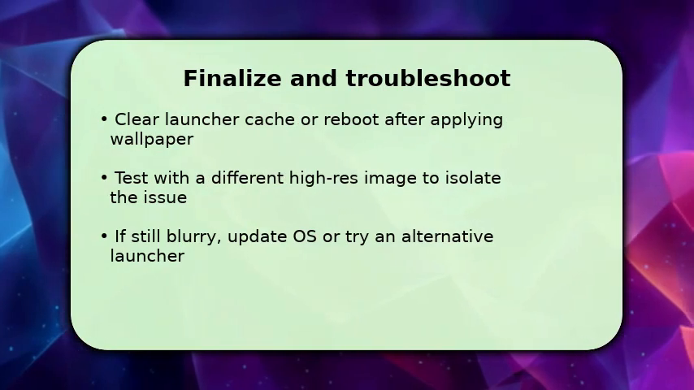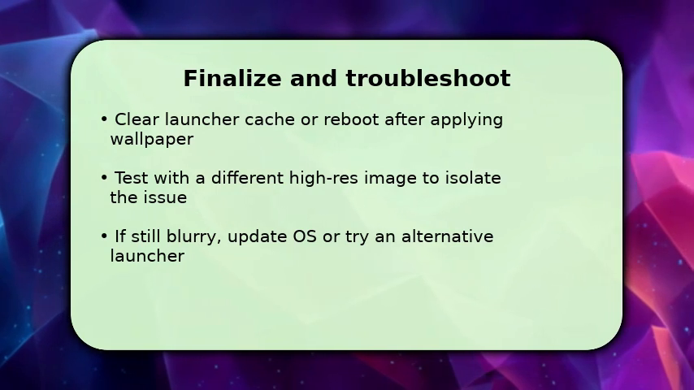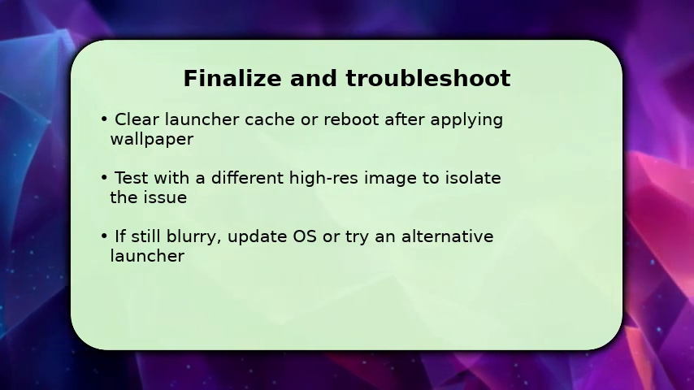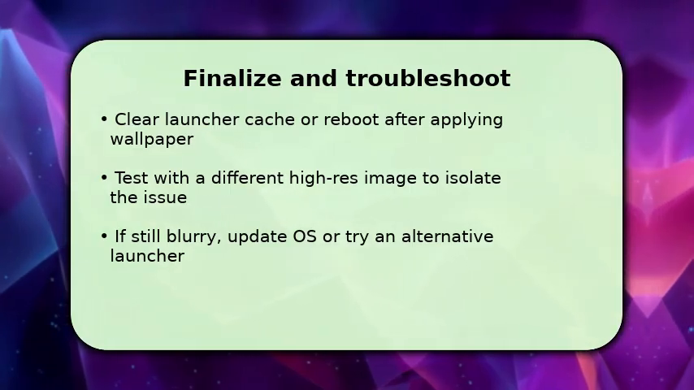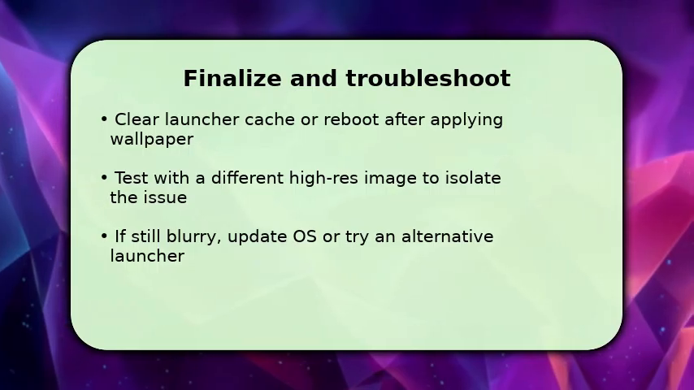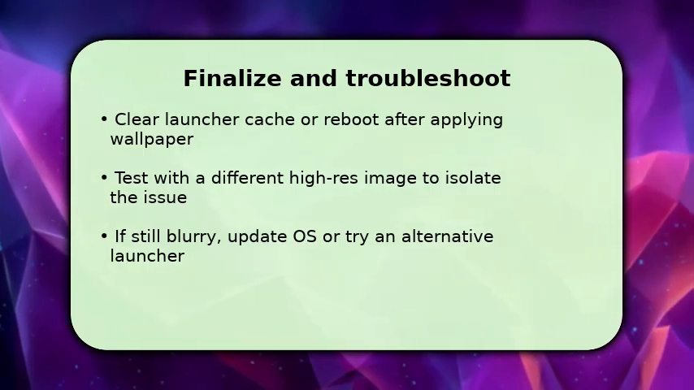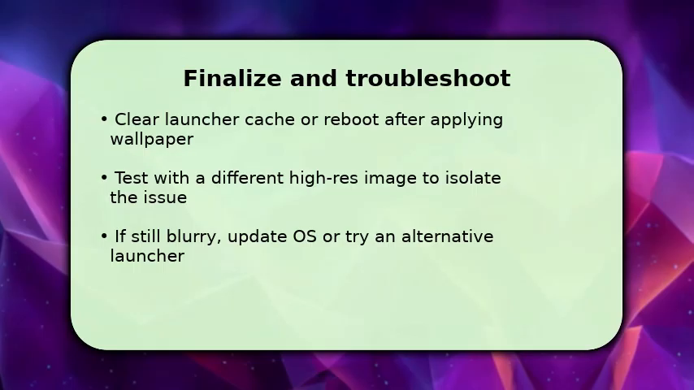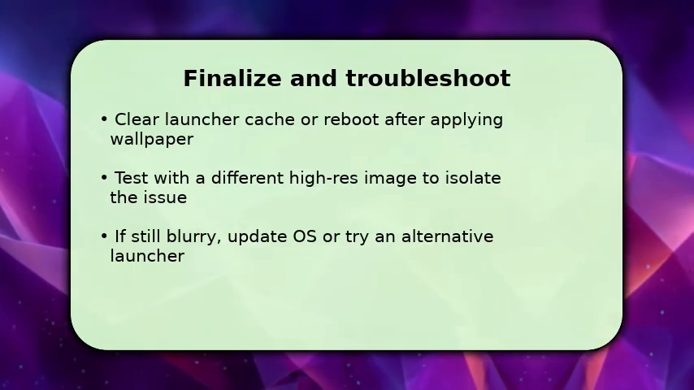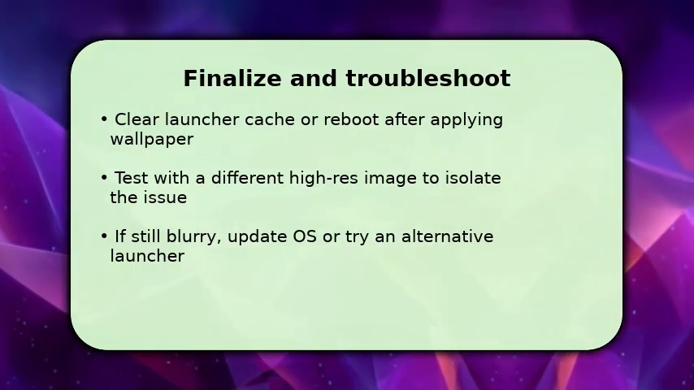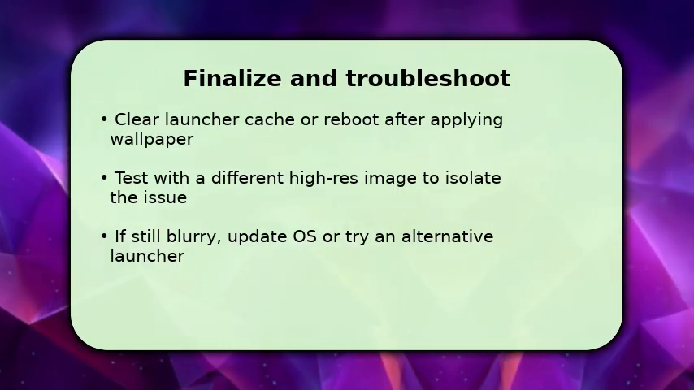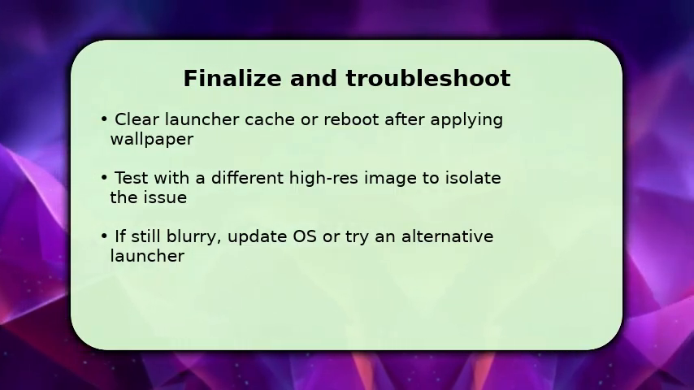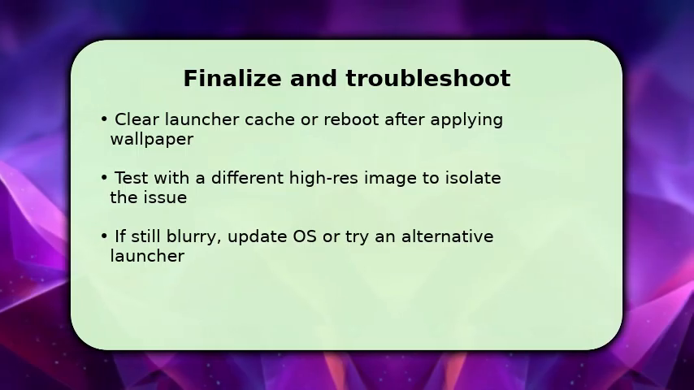Clear your launcher cache and reboot to force a fresh render. Apply the corrected wallpaper and inspect at the home screen and lock screen for clarity. If it still looks soft, try a different high-resolution image to determine whether the file or the system causes blur. As a last resort, update Android or install a reputable third-party launcher. This often resolves persistent scaling or rendering flaws. If problems persist, consider factory settings or professional support.